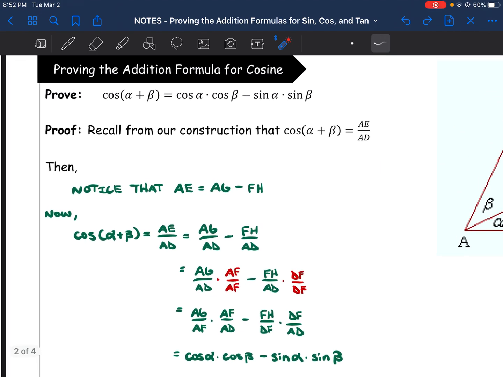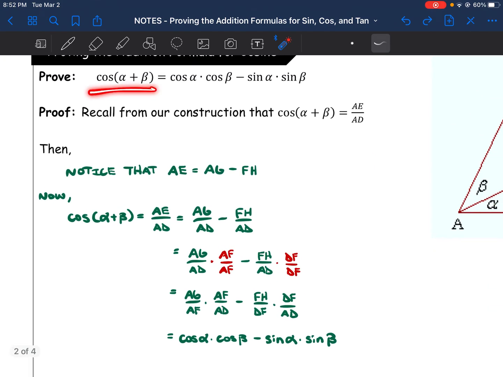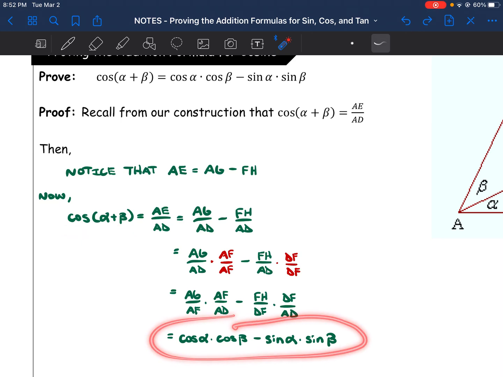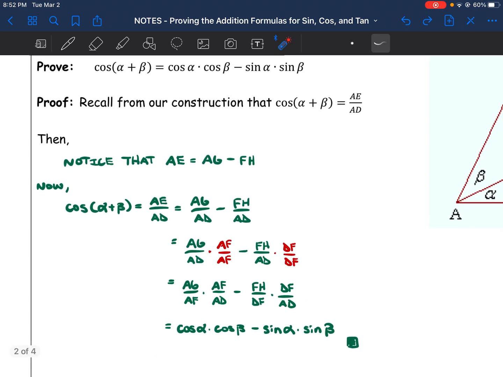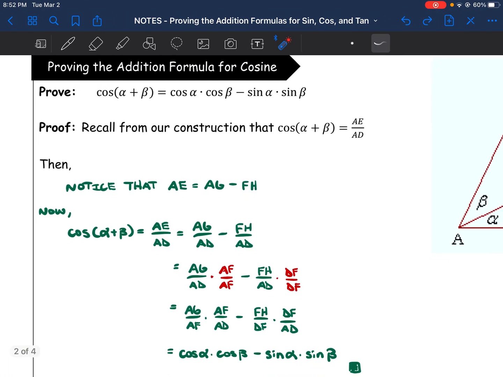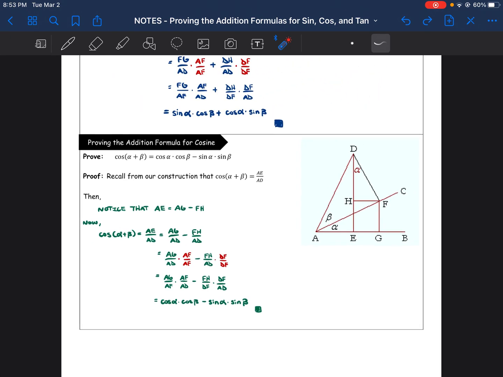And that's exactly the result that we were trying to prove. We started with cosine of alpha plus beta, and we ended with this right here. So, end of proof. So again, that means that for future problems, if we're trying to take the cosine of these two angles added together, we can use this to calculate.